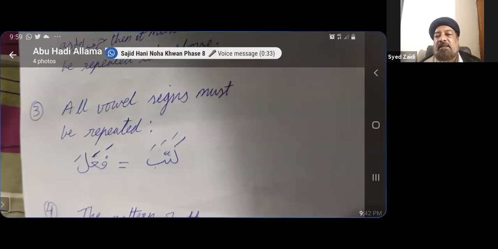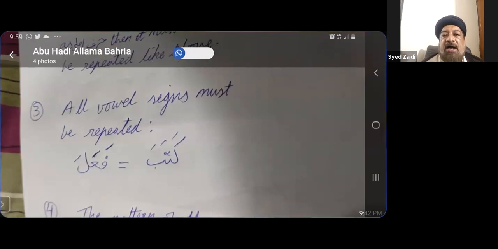Kaf has fath, so fa has fath. Ta has fath, ain has fath. Ba has fath, lam has fath. So kataba is equal to fa'ala. All of the vowel signs are repeated in the same pattern, the same way. That's formula number 3 of the words that have changes upon them. Now let's go to number 4.